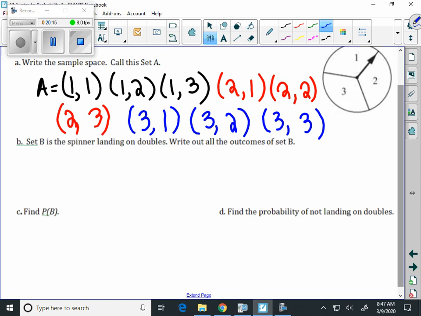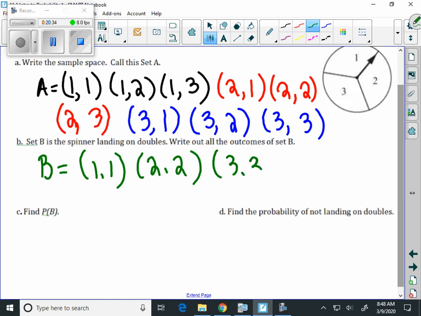So here we're looking kind of at a subset. So set B is the spinner landing on doubles. Well, what are our options here? Write all the outcomes. Well, 1, 1 was a double, and 2, 2 was a double, and 3, 3 was a double. And what we want to do is we want to find the probability of B.